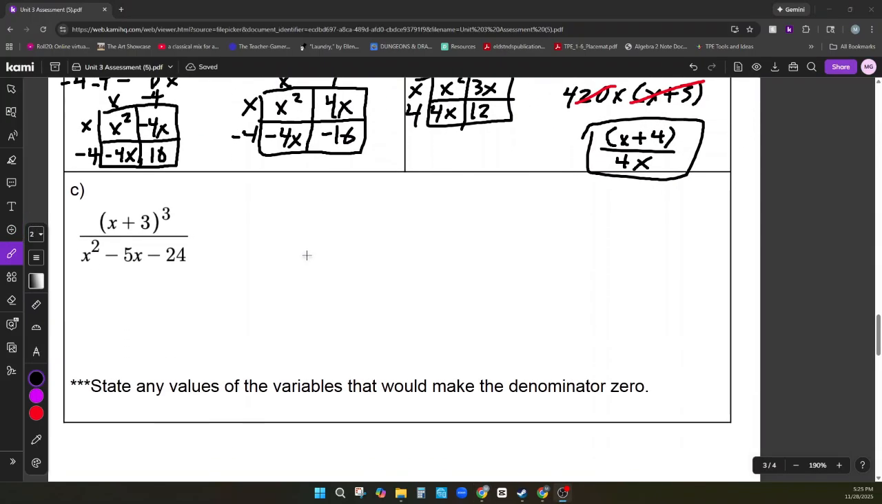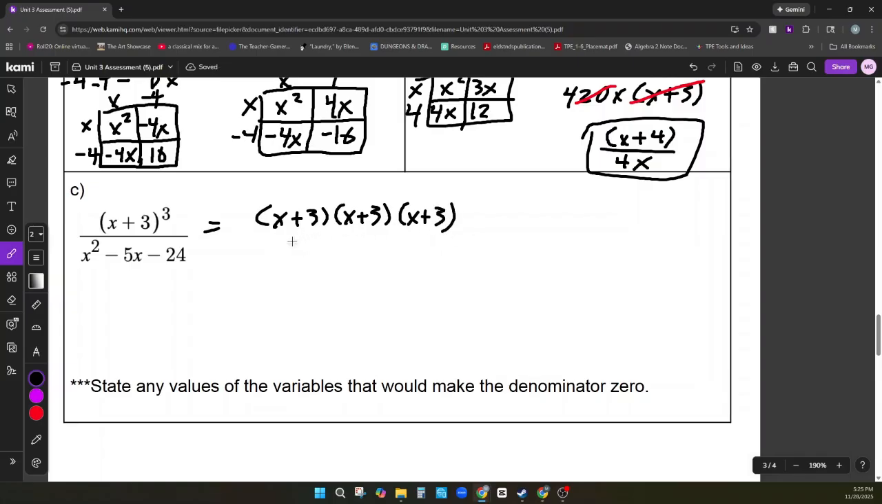Moving on to part C. We have once again a numerator and denominator. Now, something I noticed some of you doing. You do not need to multiply these out. Yes, this simplifies to be x plus 3, x plus 3, and x plus 3. But I don't need you to multiply these out. You just leave them as parentheses.